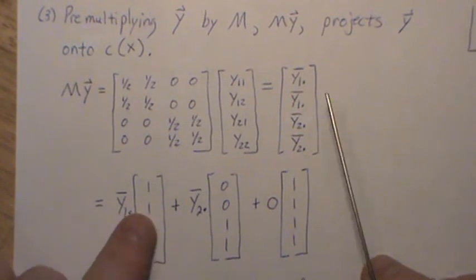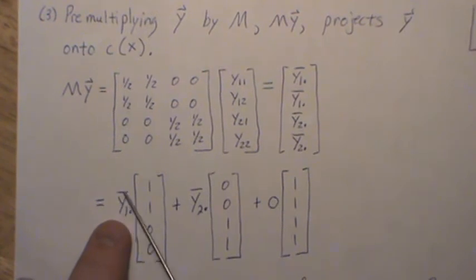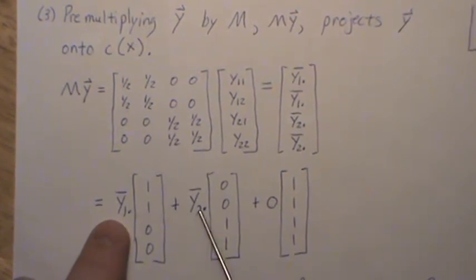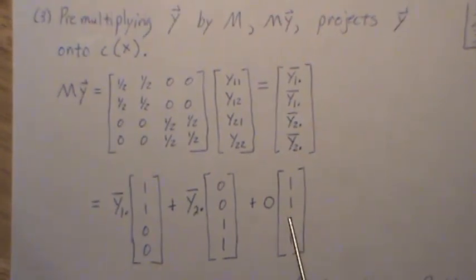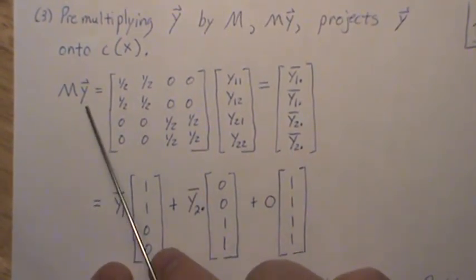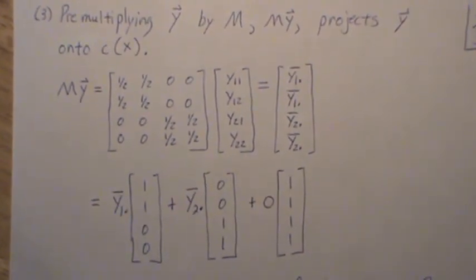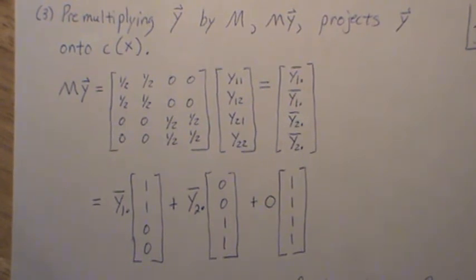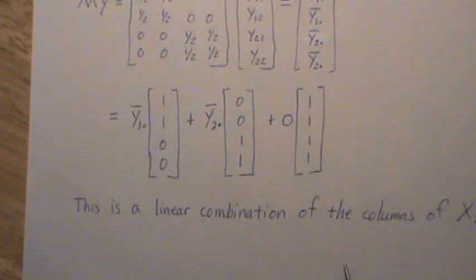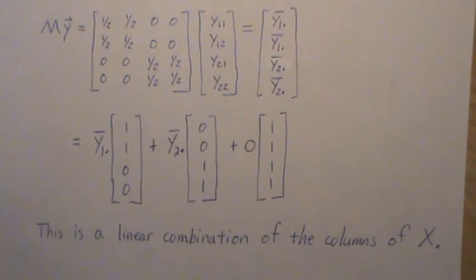This can be broken up into this. So y1 dot bar, the group 1 mean, times this vector plus the group 2 mean times this vector plus 0 times this vector. Now notice that these are the 3 columns in the design matrix. So My is a linear combination of the columns of X. So it is and lives in the column space of X, just like we said it should. So M does project any dangling y vector down onto the column space of X.